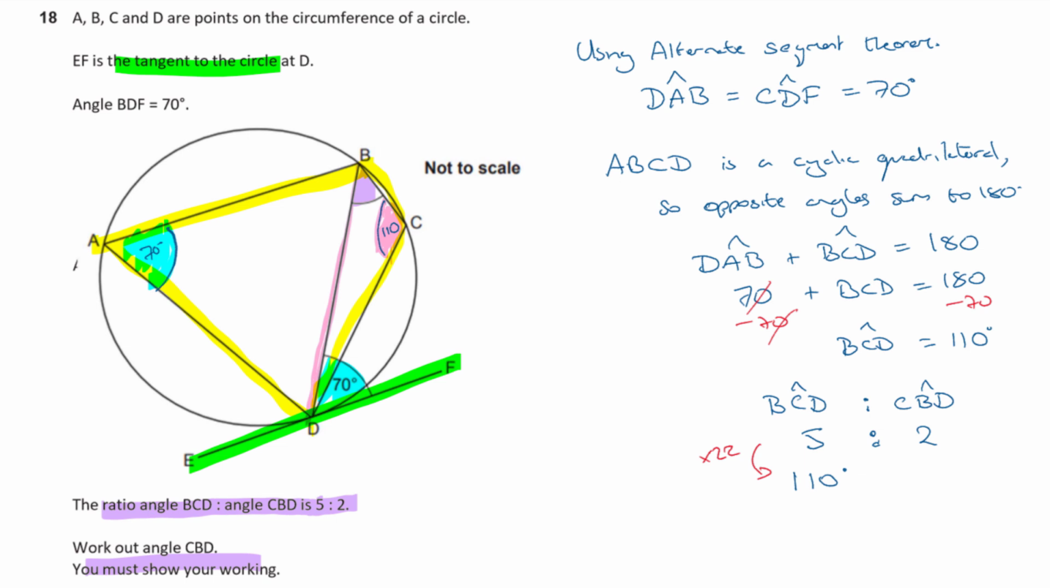Because this is a ratio, do the same to both sides. So if I multiply the other side by 22 also, I'm going to get the size of angle CBD, isn't it? So that's 2 times 22, that's 44 degrees. Therefore angle CBD is equal to 44 degrees. All right, we did it. CBD, I found it. Good job. This is a 5-mark question. You're only going to get all the marks if you are clear about the rules as well as finding the angles.